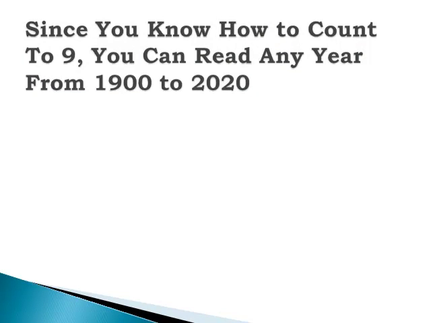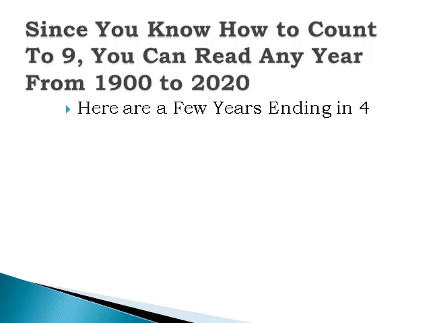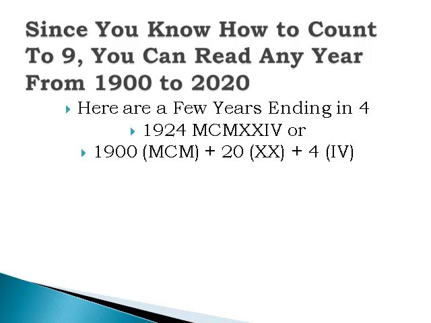Since you know how to count to 9 already, you can read any year from 1900 already to any year well past the year 2000. Here are a few years ending in 4. 1924 is MCMXXIV. And when we break it up, we can see that we have 1900, the MCM, 20 is simply XX, and 4, which we know by heart now, is IV.